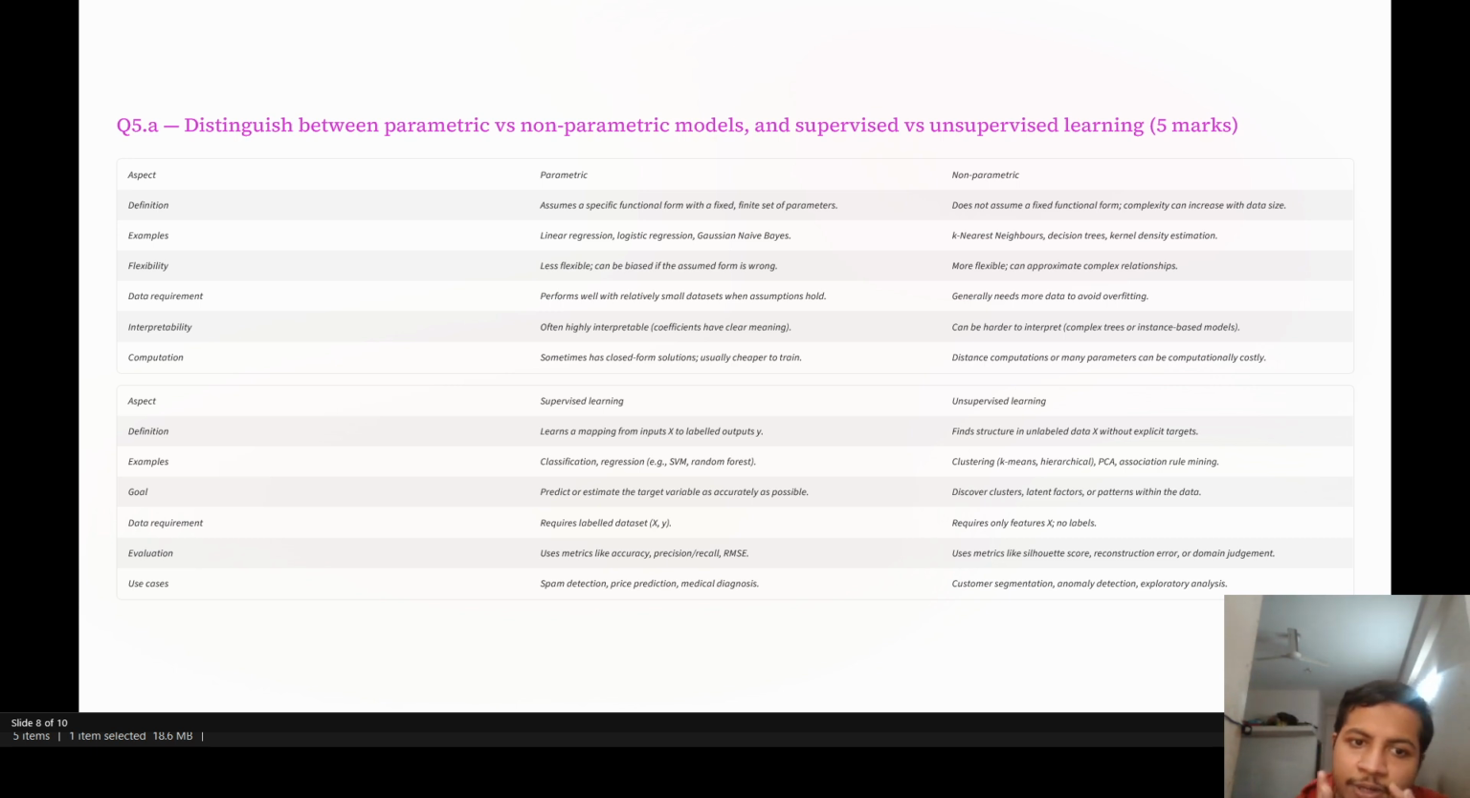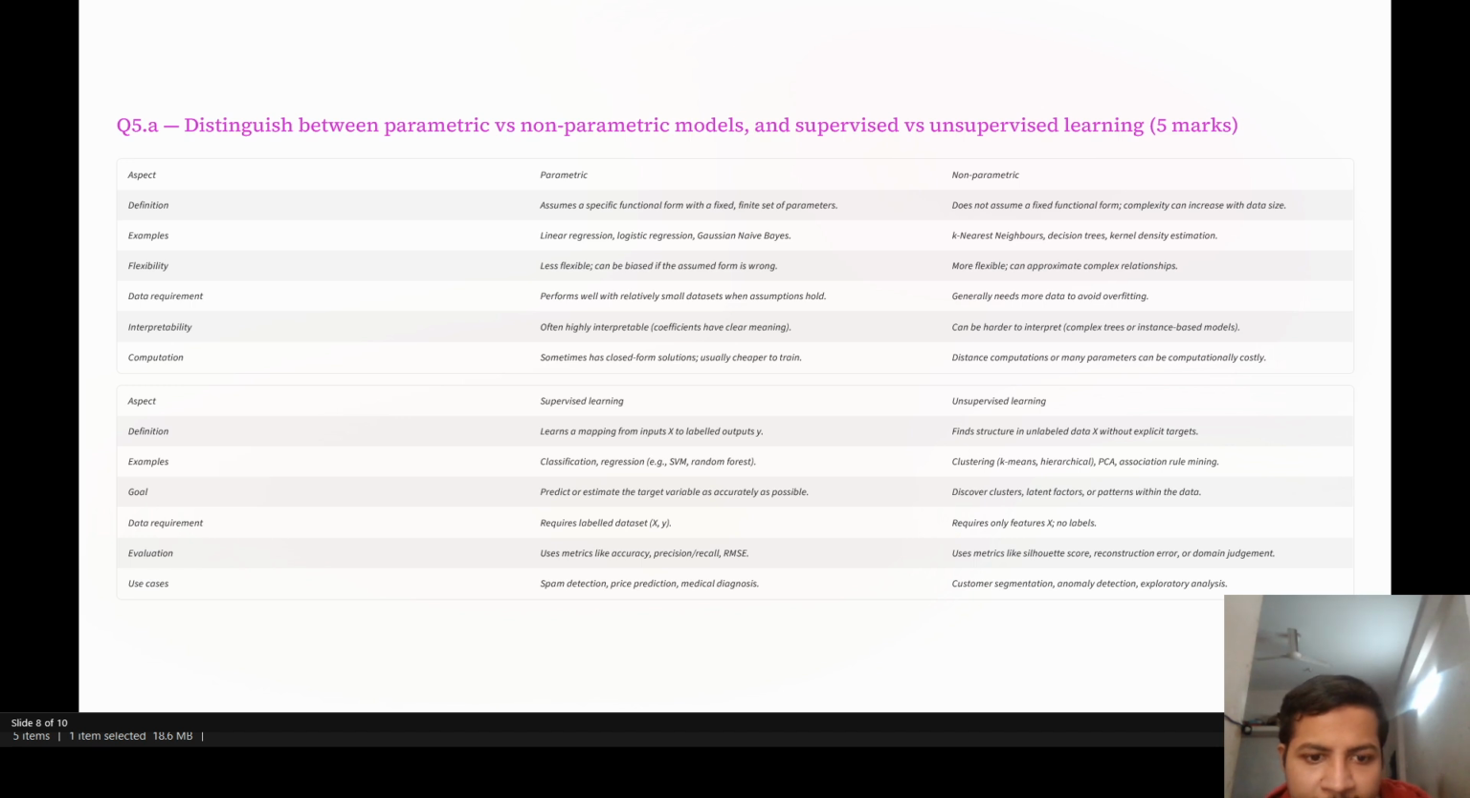Goal: what is the goal in supervised learning? Our goal is to predict or estimate the target variable as accurately as possible. In unsupervised learning, the goal is to discover clusters, latent factors or patterns within the data. Data requirement: supervised requires labeled datasets X, Y; unsupervised requires only features X, no labels. Evaluation: supervised uses metrics like accuracy, precision, recall, RMSE, but unsupervised uses metrics like silhouette score, reconstruction error, or domain judgment.